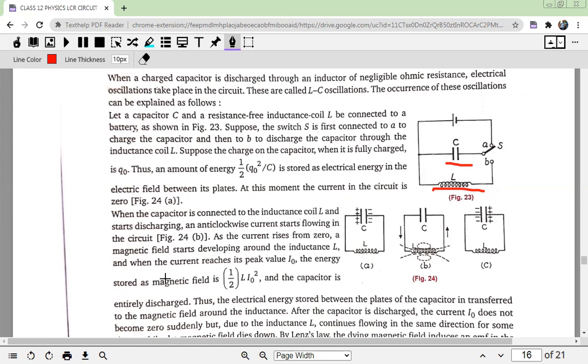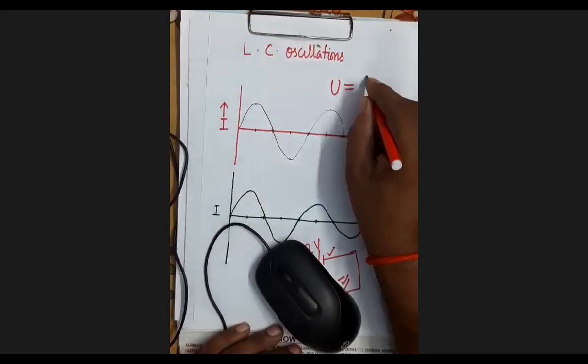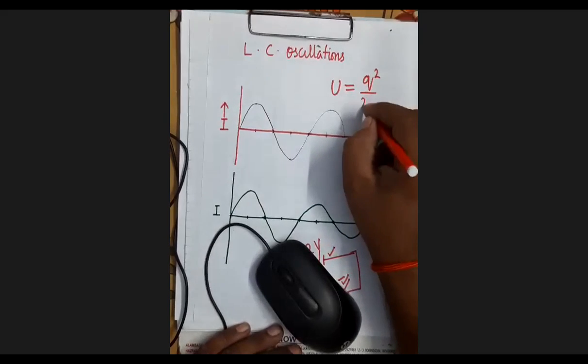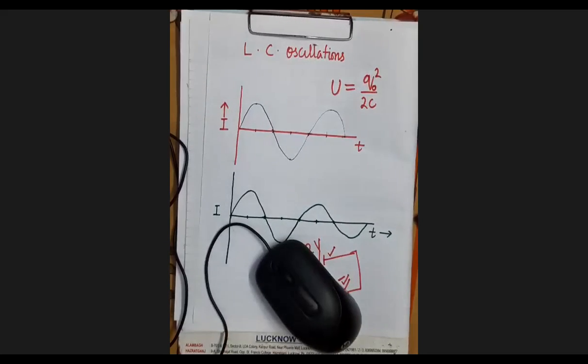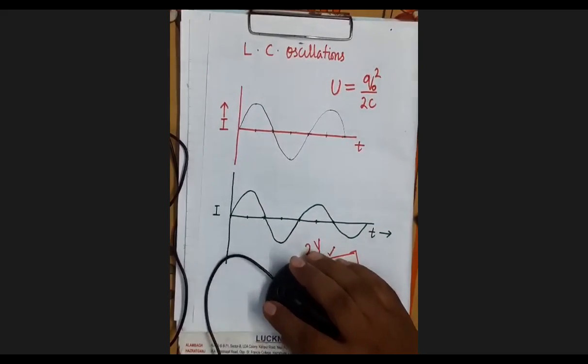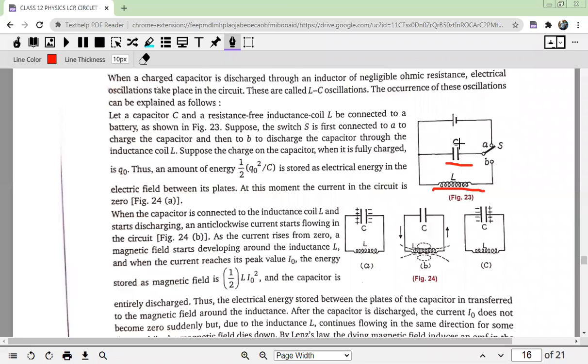So what will be the energy stored here? Energy stored will be given by, as you know that in a capacitor, energy stored is given by U equals Q square upon 2C. So since it has acquired Q naught charge, it will be Q naught square upon 2C. It's clear. So you can see here it has acquired this much charge. Now, after this, what will you do?